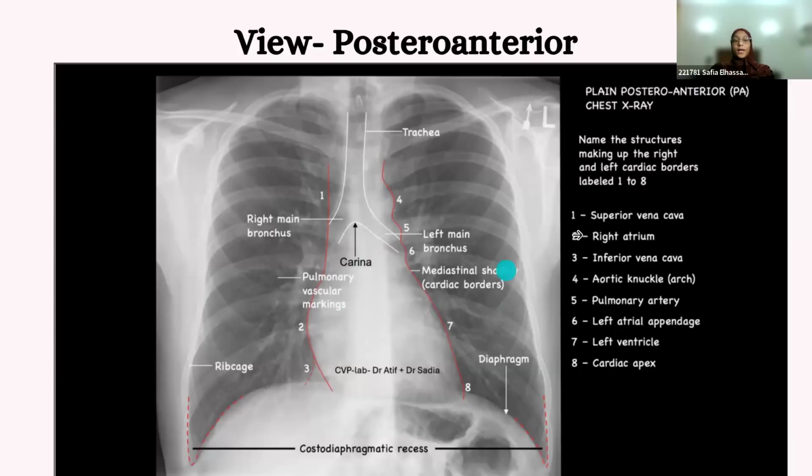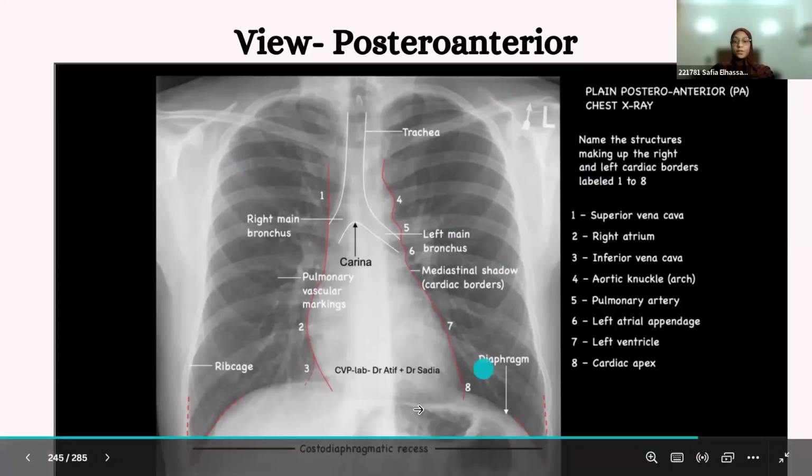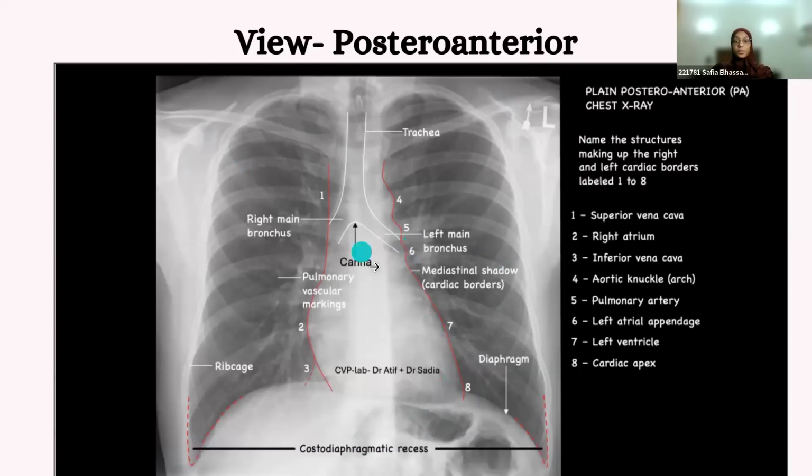So again, this would be the patient's right, so it's opposite of your right, and this would be the patient's left, so it's opposite of your left. So on the patient's left here, you can identify this is the apex of the heart, this is the left ventricle, and this is the left atrial appendage. So the left atria would be here. And here is the pulmonary artery, which drains into the left atrium.